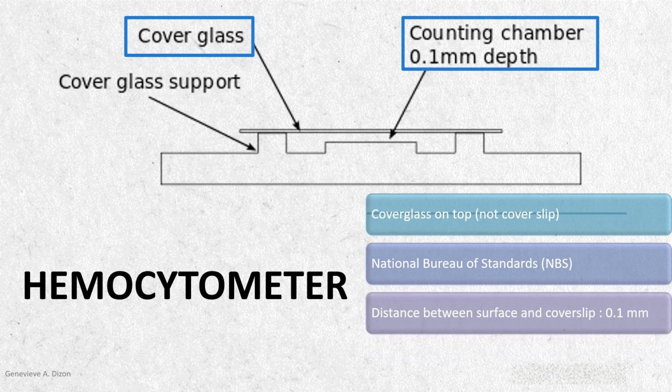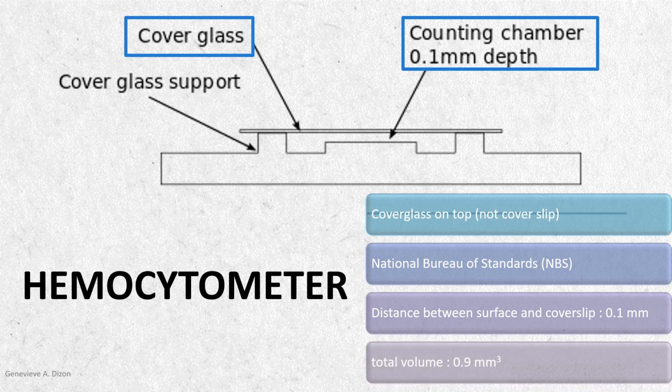The distance between each counting surface and the cover slip is 0.1 millimeter. This is now considered as the depth used in counting. Thus, the total volume of the entire grid or counting area on one side of the hemocytometer is 0.9 cubic millimeter.